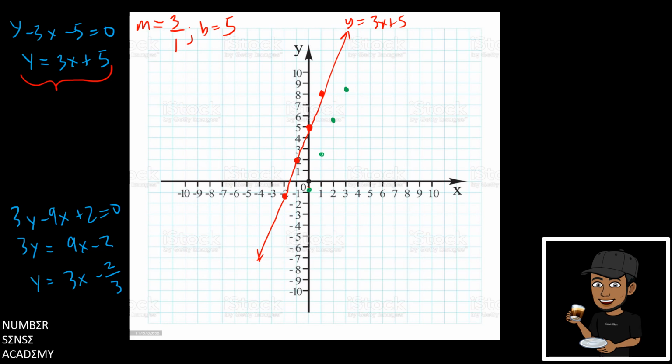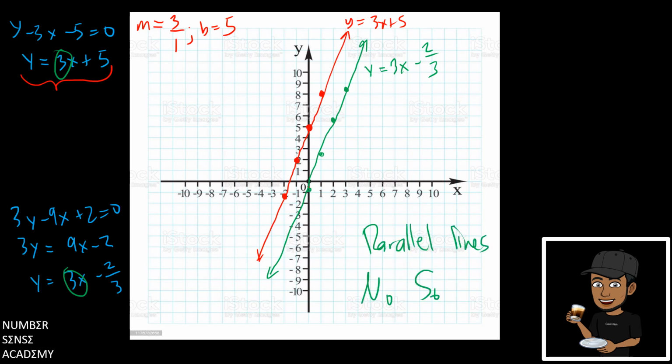So we already see what's happening here again. These lines don't look like they're trying to meet. And we already know why. You could have guessed without even graphing this thing. We just wanted a visual. So m equals 3, m equals 3. Parallel lines, no solution.